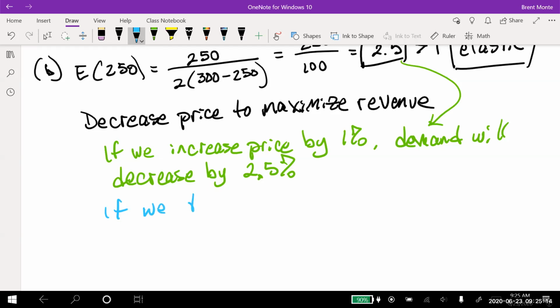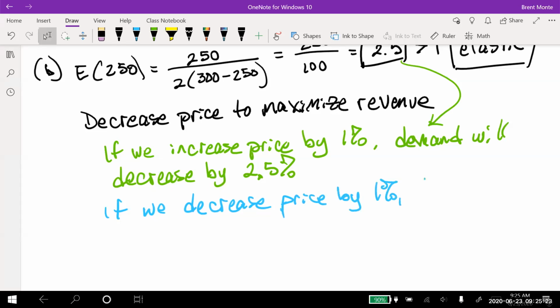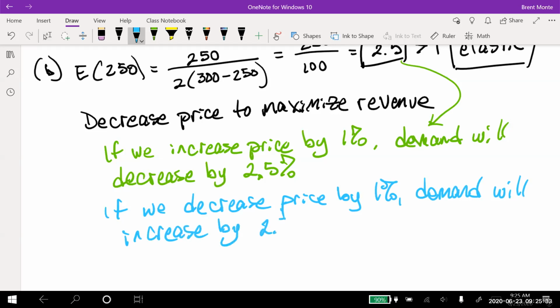If we decrease price by 1%, demand goes in the opposite direction, so demand will increase by 2.5%. That's why we're going to want to decrease the price.